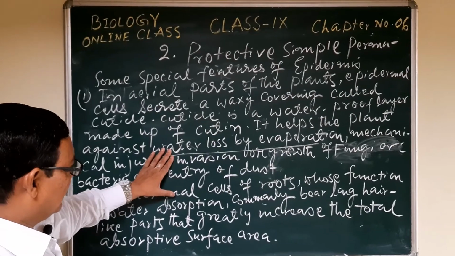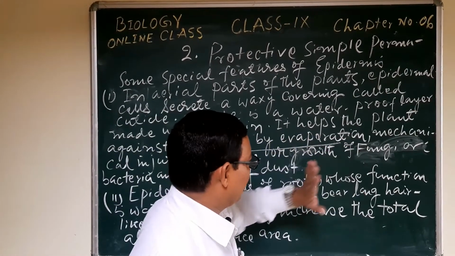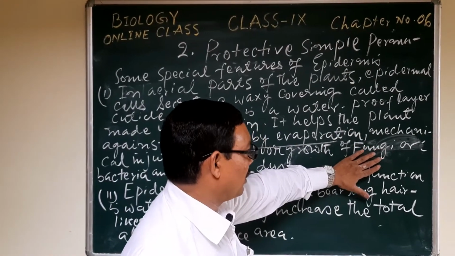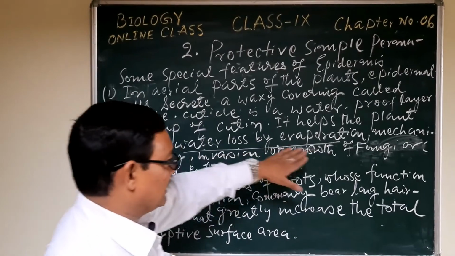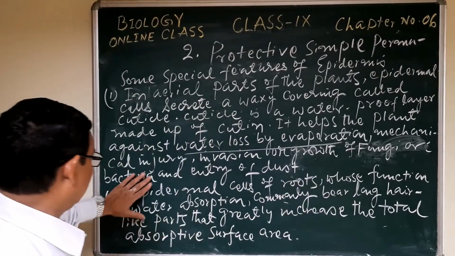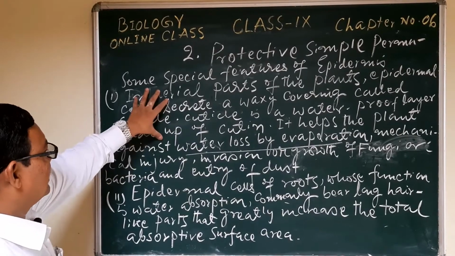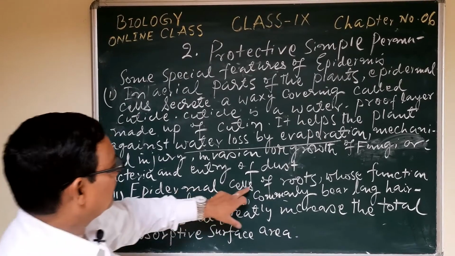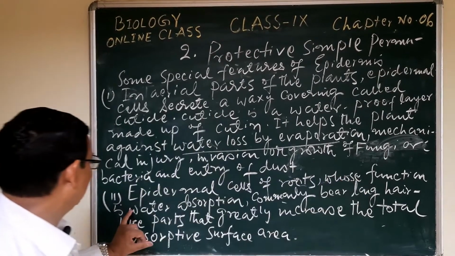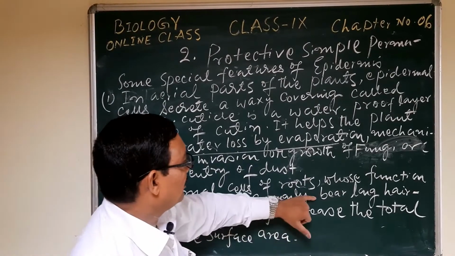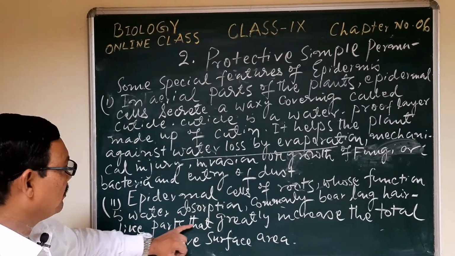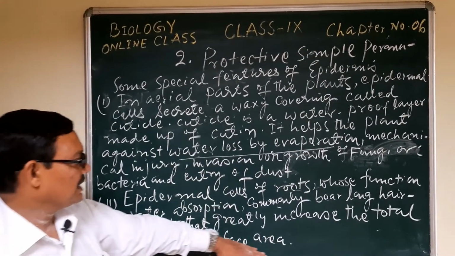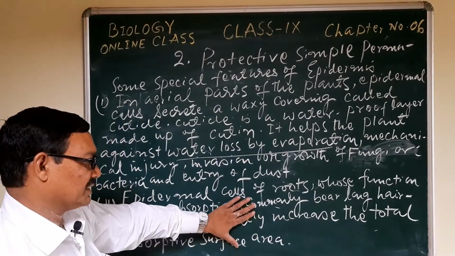It saves the plant against mechanical injury, against the attack of microorganisms and the growth of parasitic fungus or bacteria, and the entry of dust. So this is one important feature. The second important feature is that epidermal cells of roots, whose function is water absorption, commonly bear long hair-like parts that greatly increase the total absorptive surface area. This is present within the root parts.